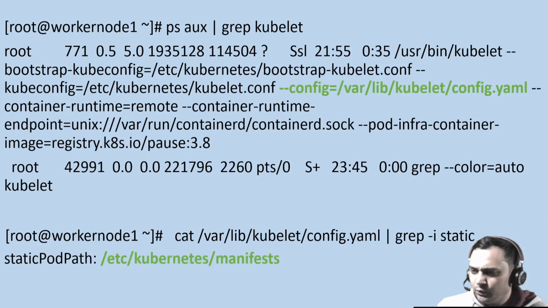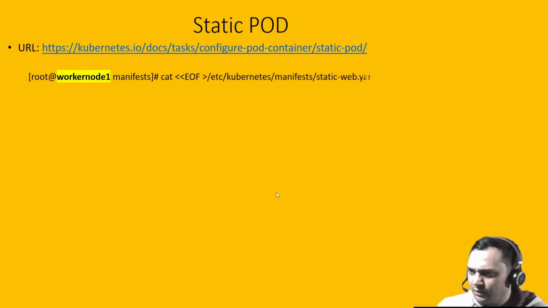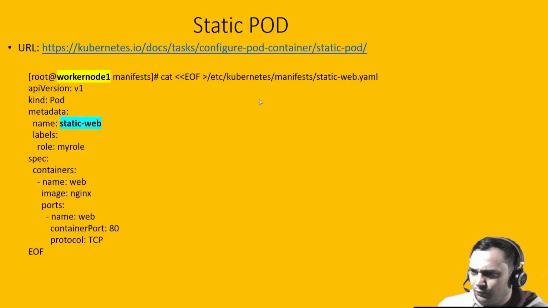It means that we need to create a static pod file under this directory only. We can copy this content from the kubernetes.io website and create a file on worker node 1 under the /etc/kubernetes/manifests directory. Here I just copied the content from the kubernetes.io URL. Please note that the pod name is static web. We just need to create a file, that's it.